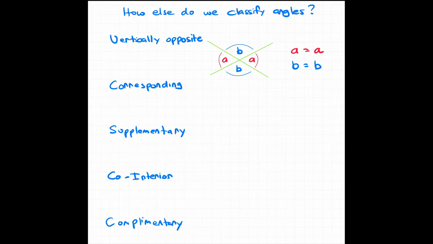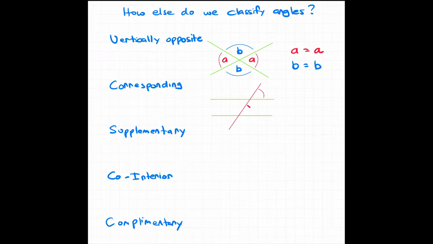Okay, now to create corresponding angles, the first thing that we're going to need are two lines that are parallel to each other, and then another line that crosses through, and we call this the transversal line. Okay, now basically you can see that this angle right here that's formed is the same as this one right here.